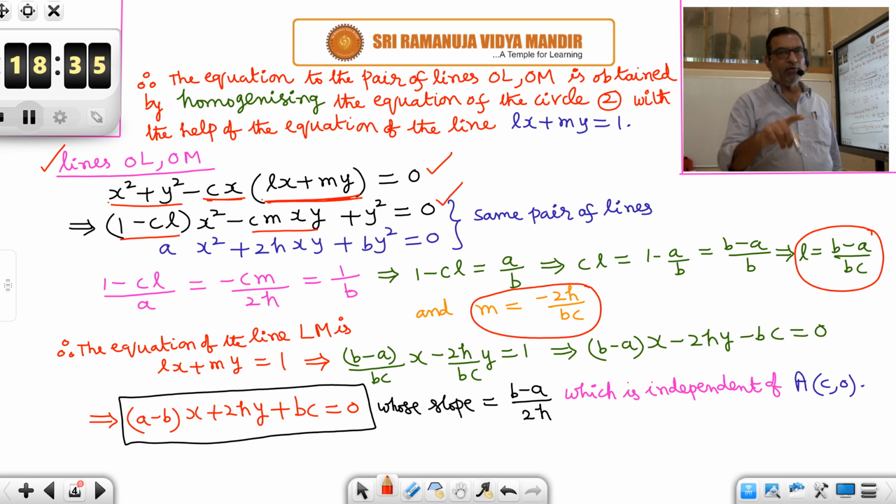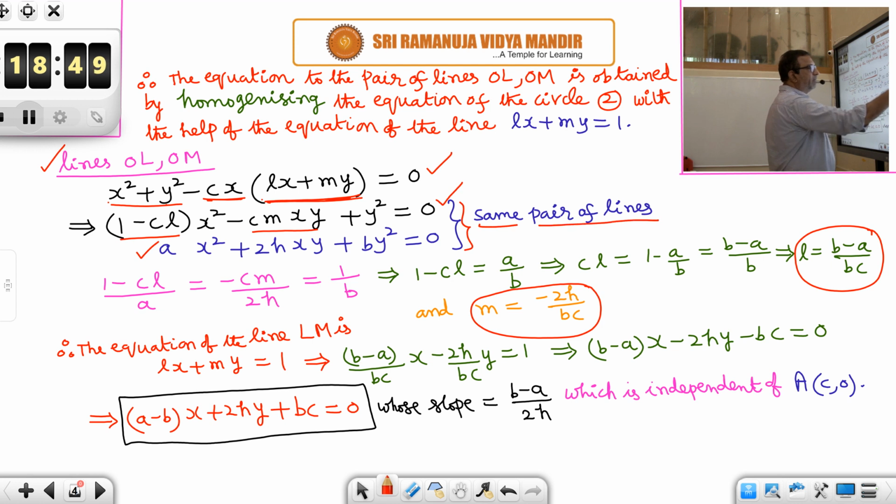But the pair of lines OL, OM equation is already given in the problem as ax square plus 2hxy plus by square is equal to 0. That means what? These two equations represent the same pair of lines. If two equations represent the same pair of lines, then the coefficients must be proportional. That means the ratio of the x square coefficient, (1 minus CL) by A, should be equal to the ratio of the xy coefficient, minus CM by 2h, should be equal to the ratio of the y square coefficients, 1 by B.